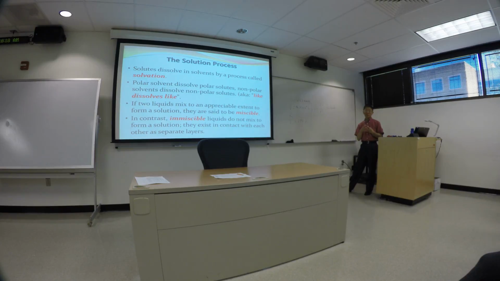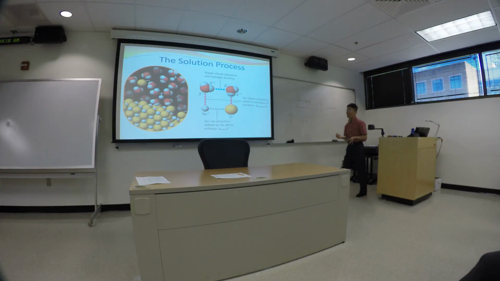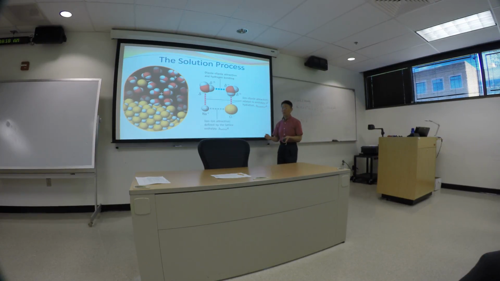Okay, so if two liquids mix to any appreciable extent to form a solution, they are said to be miscible. Alcohol is miscible with water. You can mix alcohol with water in any proportion and you will form a homogeneous mixture. In contrast, when you put two liquids together and they do not mix, we use the term immiscible.